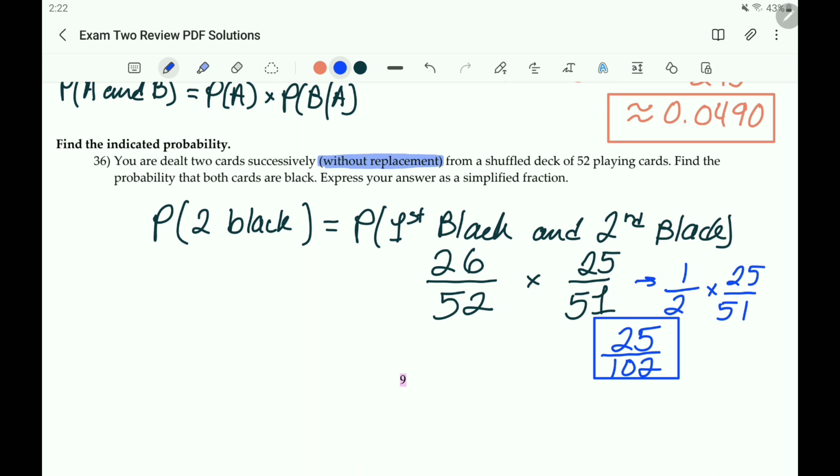So once again, when you are not replacing, it will change your denominator. And if you're choosing 2 of the same, then it will also affect how many of that individual category you also have left.